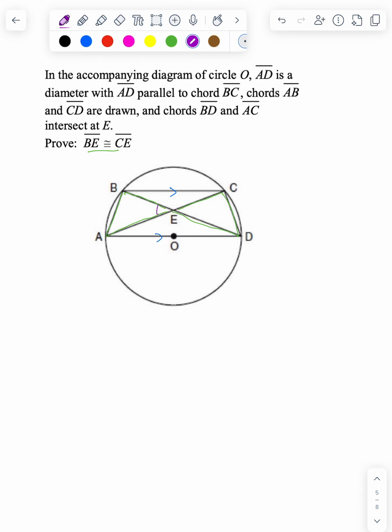I already have the vertical angles, and since we have parallel chords intercept congruent arcs, so arc AB and CD are congruent. And then when you have congruent arcs, the chords intercepting them are congruent. So chord AB and chord CD will be congruent to each other.